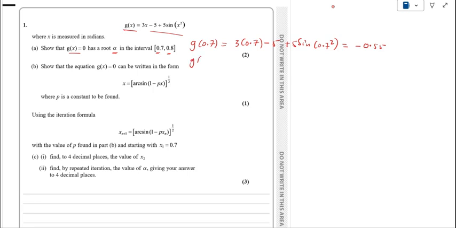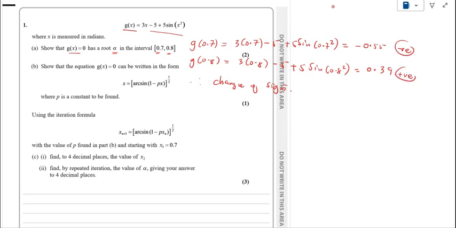Then you also check 0.8. So you have 3 times 0.8 minus 5 plus 5 sine of 0.8 squared, which is 0.39. Therefore, you're going to make your conclusion. What you see here is a change of sign, because this is negative and then this is positive. There's a change of sign, and the graph is continuous in the interval.